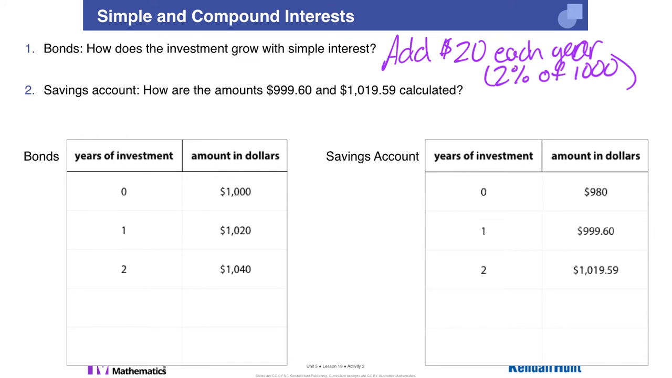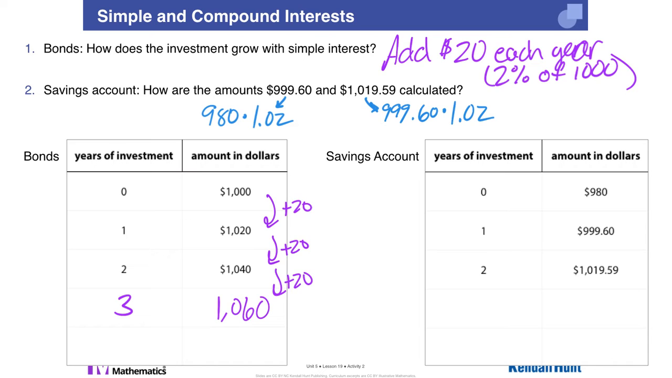We can see in the table that the bonds are just adding $20 each year. That's because it has a 2% simple interest, which means 2% of $1,000, which is $20, just gets added every year. It doesn't build on itself. So after 3 years, there's going to be $1,060.